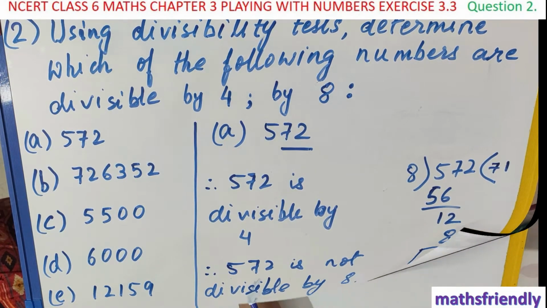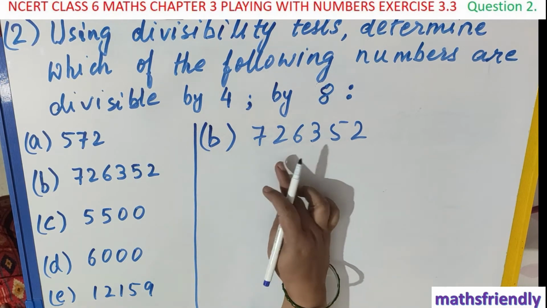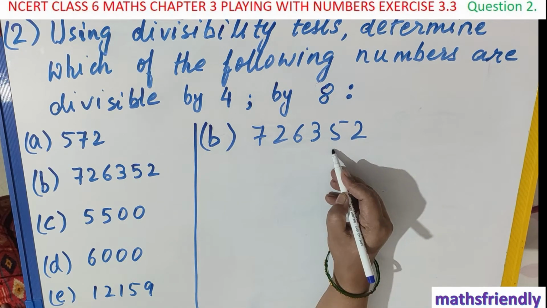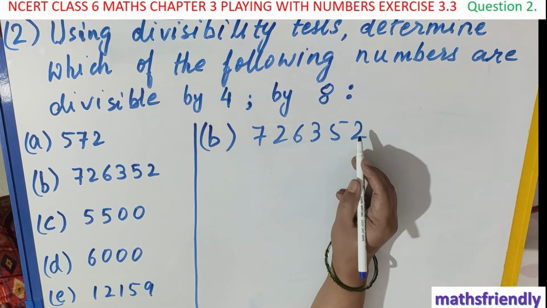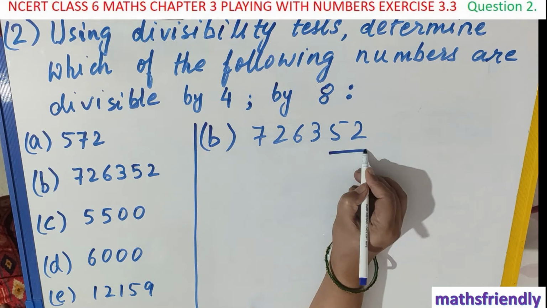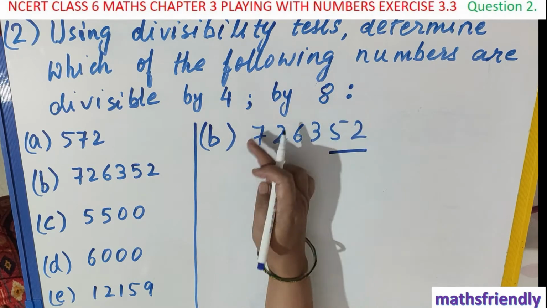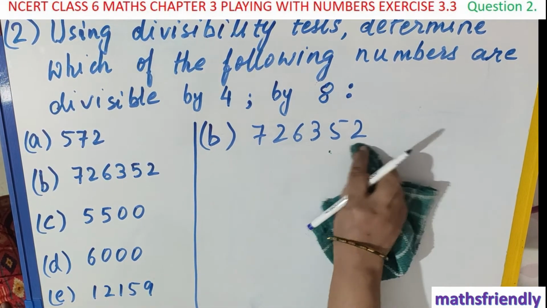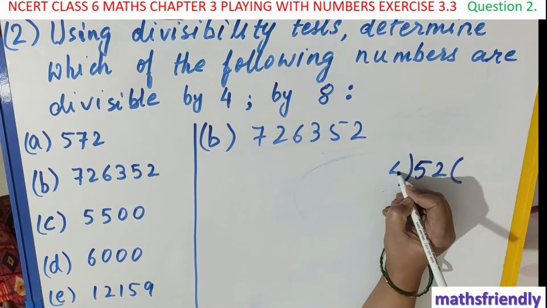Now let us do question number B. We have to check whether this number is divisible by 4 or not. So for that we have to check the last two digits, whether the number formed by these last two digits is divisible by 4 or not. If the number formed by these two digits is divisible by 4, then we can say that the whole number is divisible by 4. This is the divisibility rule for 4. Okay. So we will check 52, whether 52 is divisible by 4 or not.